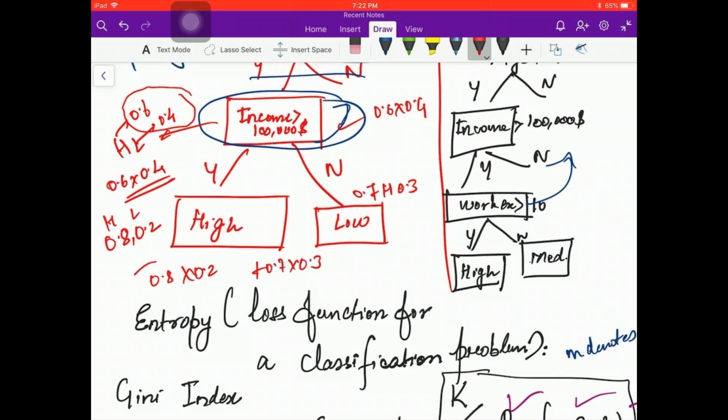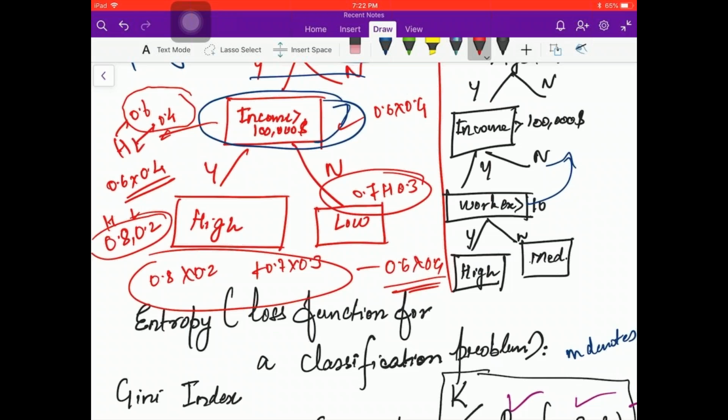So this change should be maximized. I mean, your entropy should reduce. So this part should go on.